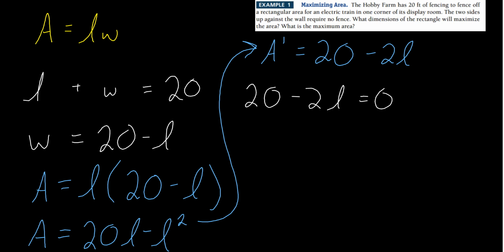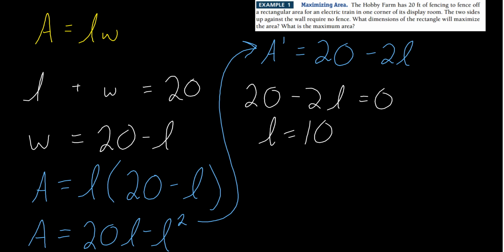And then we end up with L is equal to 10. So this is a critical point. L is equal to 10. Alrighty, so that's the only critical point we have because we don't have the endpoints here or anything. And so we have to figure out, is this critical point a minimum or maximum?